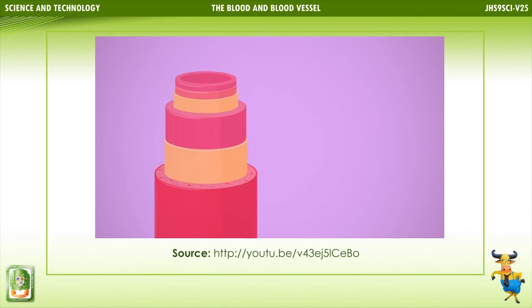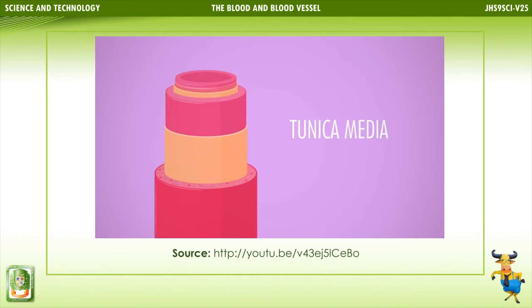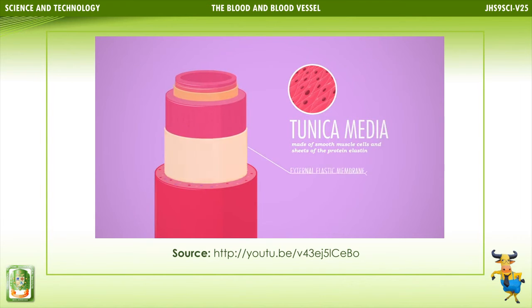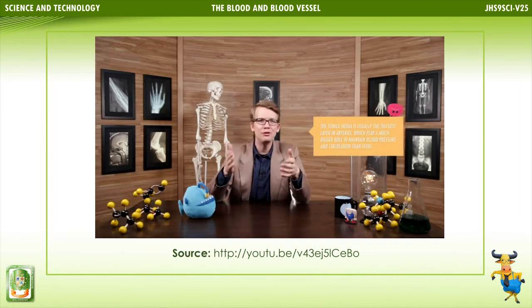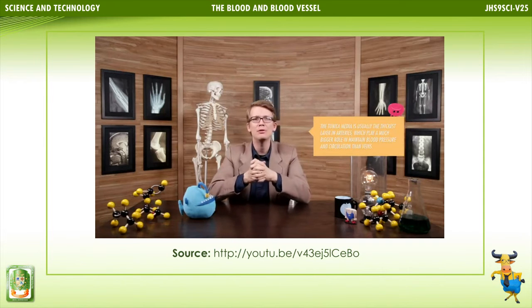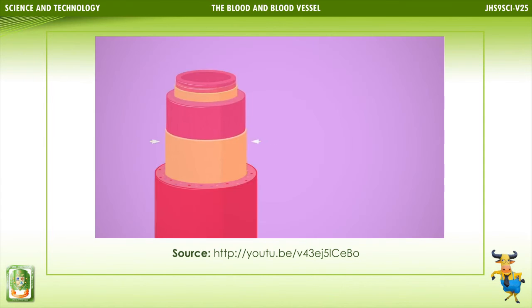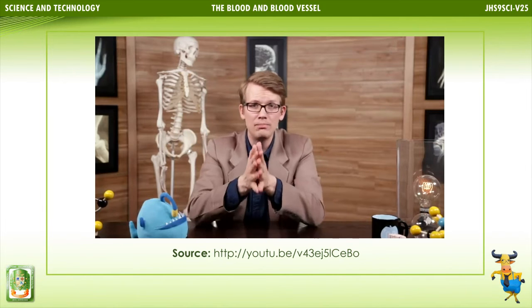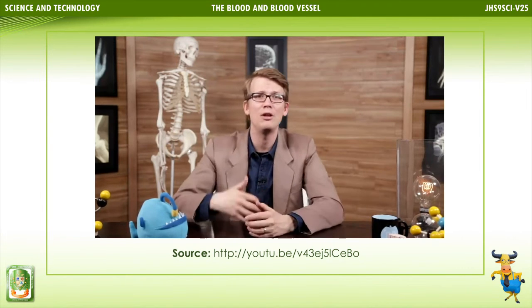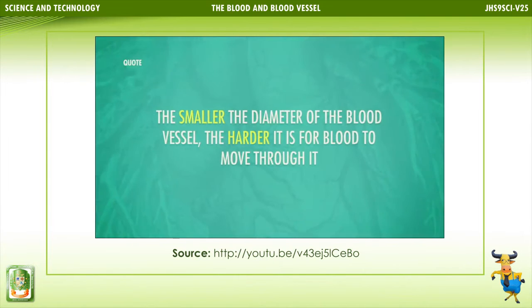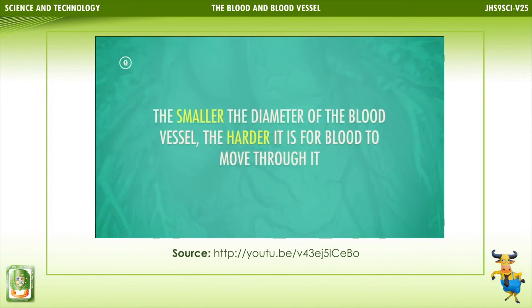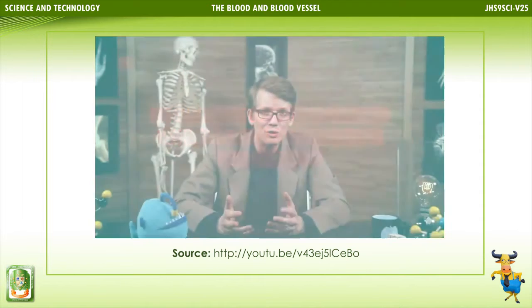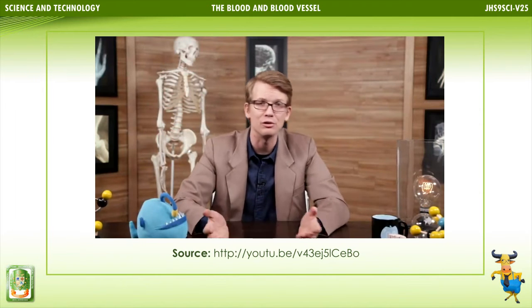Surrounding the tunica intima is the middle layer, the tunica media, which is made of smooth muscle cells and sheets of the protein elastin. That smooth muscle tissue is regulated in part by the nerve fibers of the autonomic nervous system, which can decrease the diameter of the lumen by contracting this middle layer during vasoconstriction or expand it by relaxing during vasodilation. That right there should tell you that the tunica media plays a key role in blood flow and blood pressure, because the smaller the diameter of the blood vessel, the harder it is for blood to move through it. Kind of like trying to drink milk through a cocktail straw versus a soda straw.